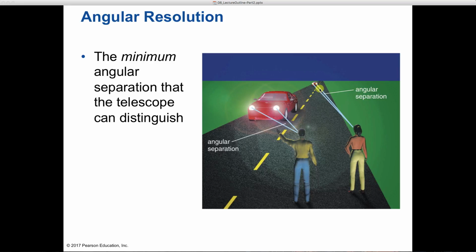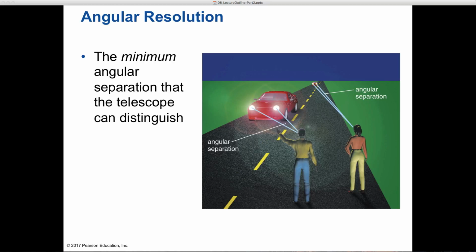If the telescope is small and has a small diameter, because of the properties of light going into the telescope, which we'll look at in a second, the angular resolution is not as good, and the telescope won't be able to distinguish one headlight from the other. It'll look like one blob of light. You won't be able to tell the difference.